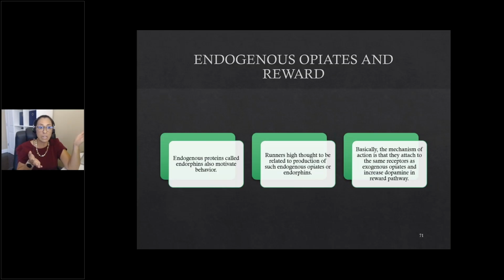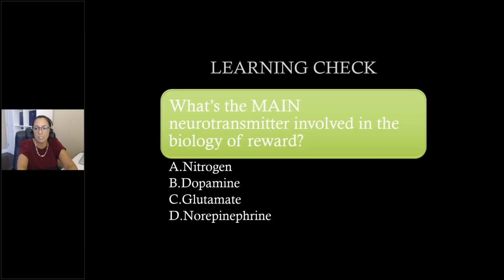And that was in the early 90s. So we've come a long way since then. This has been substantiated, repeated, and done on a higher scale. We know a lot more about this now. So what's the main neurotransmitter involved in the biology of reward? That would be dopamine.